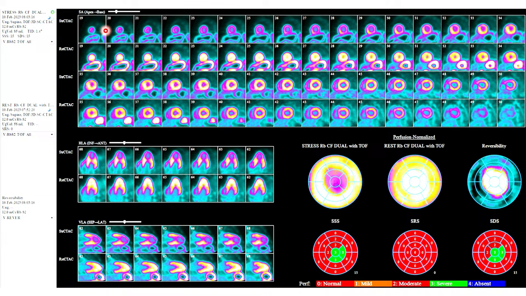So I do see a reversible defect which appears pretty large, mostly from mid to apical, but all the territories actually look pretty global there, especially if you look at the HLA images as well. So I would probably say either it's a very wraparound LAD, or something else, like a cardiomyopathy.